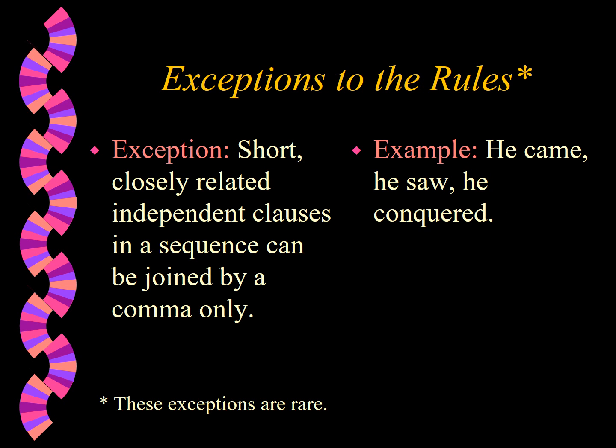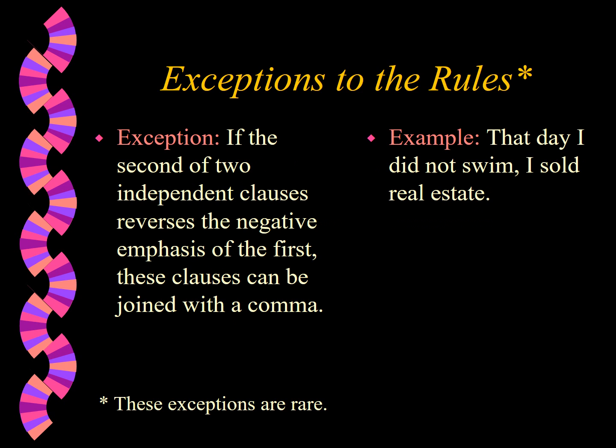As always, there are exceptions to the rules, such as he came, he saw, he conquered. These short, closely related independent clauses in a sequence can be joined by a comma only. Another exception to the rule is if the second of two independent clauses reverses the negative emphasis of the first, these clauses can be joined by a comma only. So an example of that would be, that day I did not swim, I sold real estate.